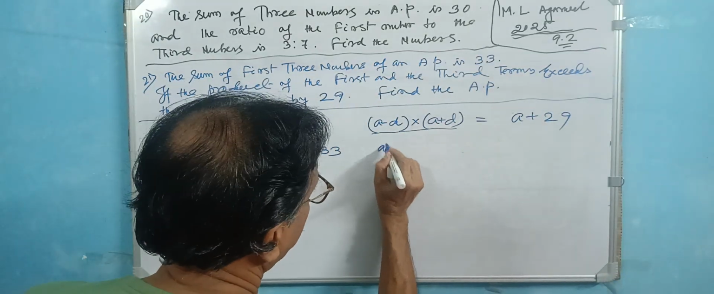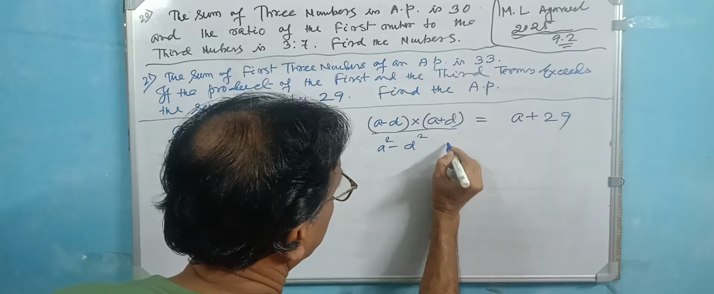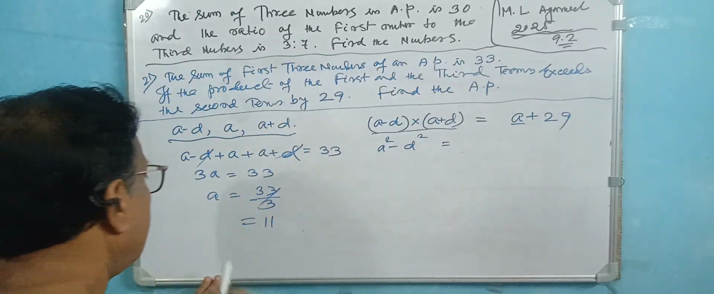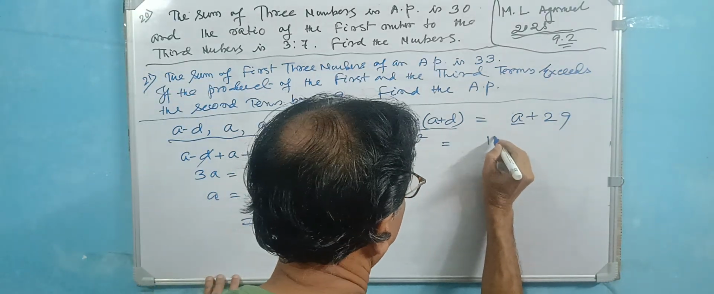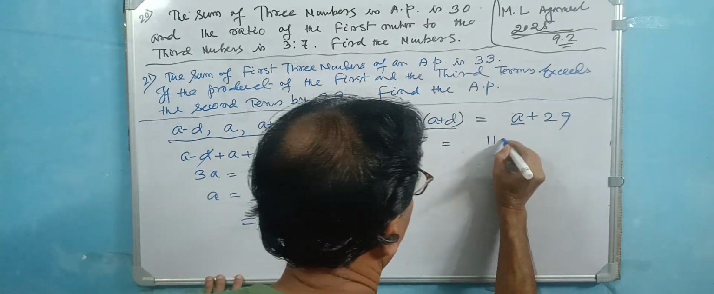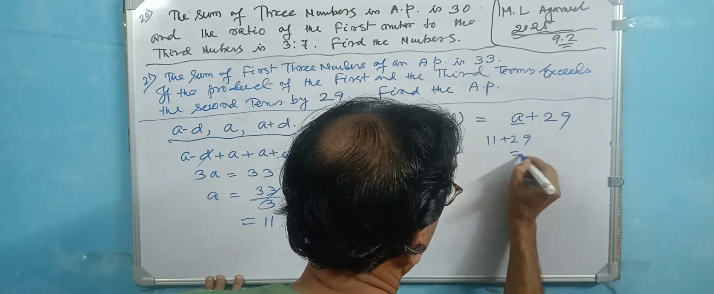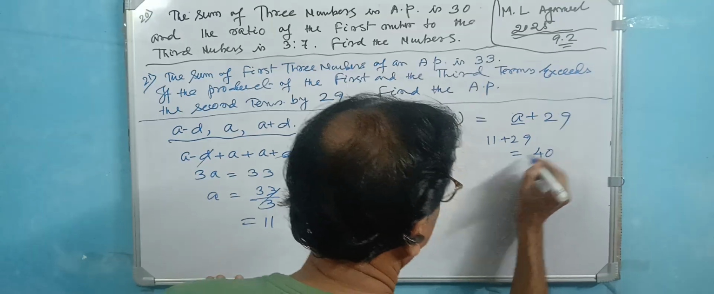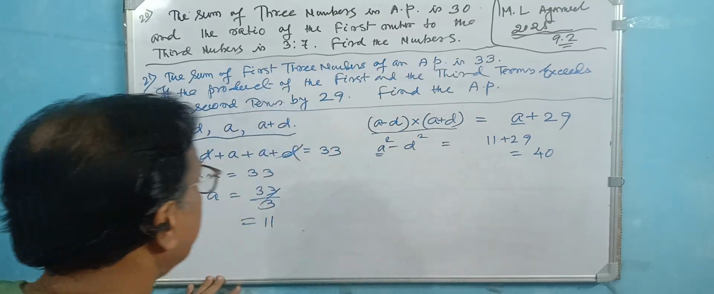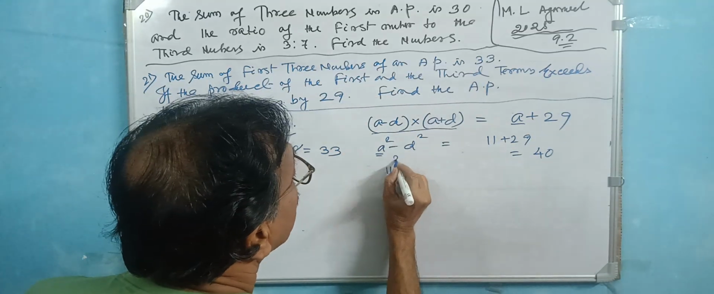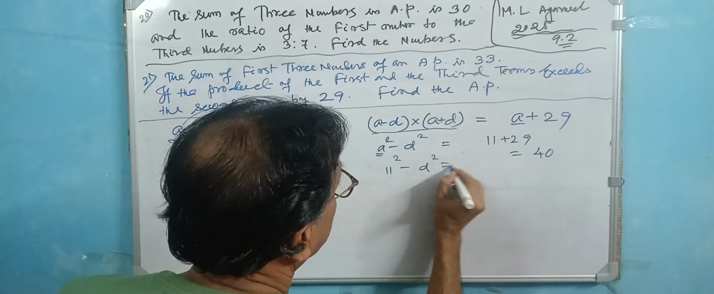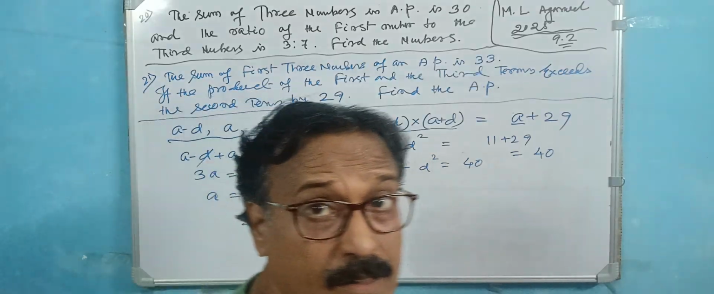Now this is A square, no problem. A square minus D square. What is the value of A? A is 11. A is 11 plus 29, so that is actually 40. What is the value of A? A is 11. 11 square minus D square, that is 40. Is it clear? No problem.